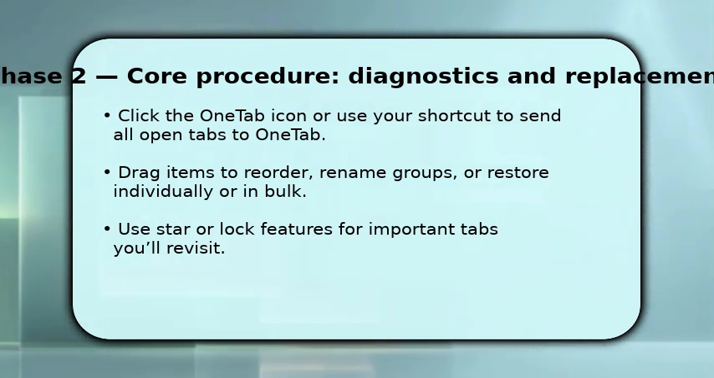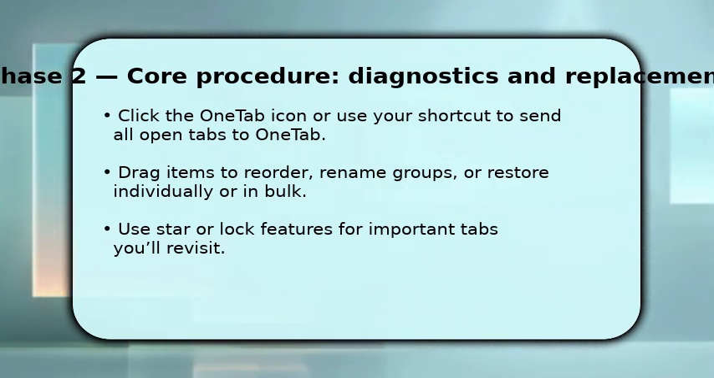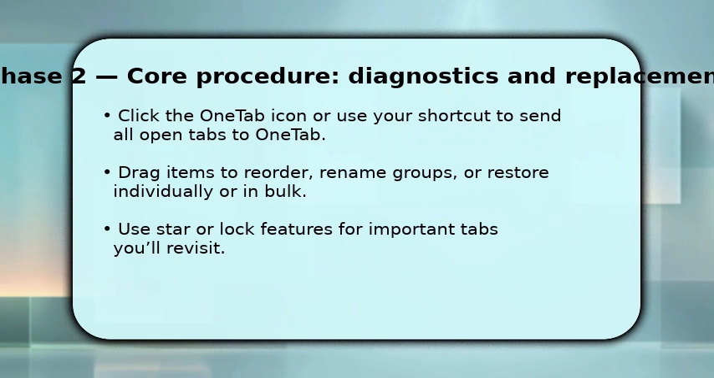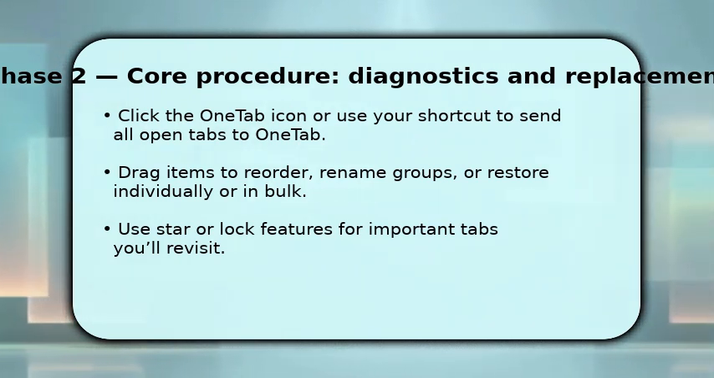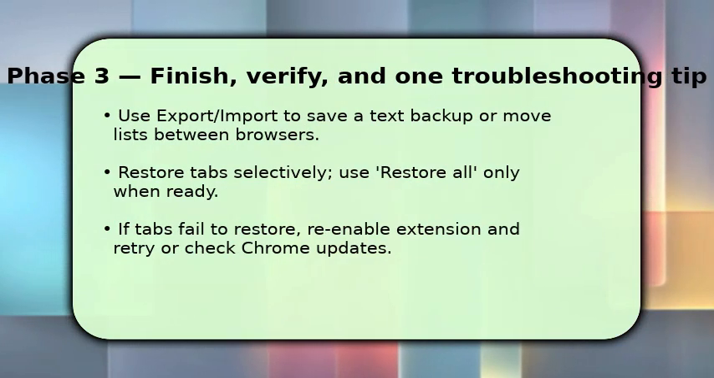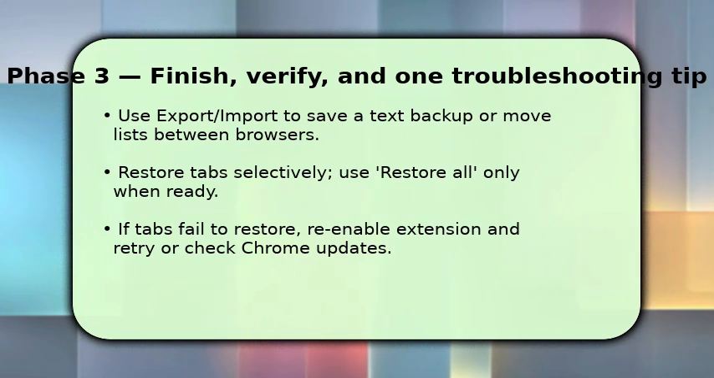You can then drag to reorder entries and click a group title to rename it, which helps later. If you need a tab back, restore individually or restore the entire group. You can also star or lock items for quick access and to prevent accidental deletion, so make those choices now as you organize.